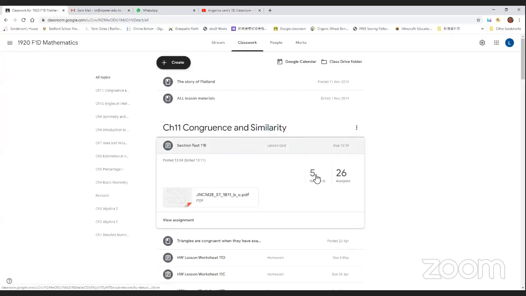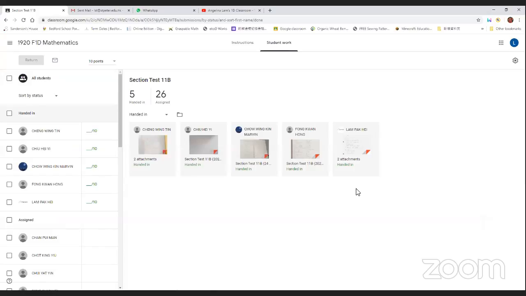And then 5 of you have handed in already. Okay, for the others, take the photo of your work and then hand in.